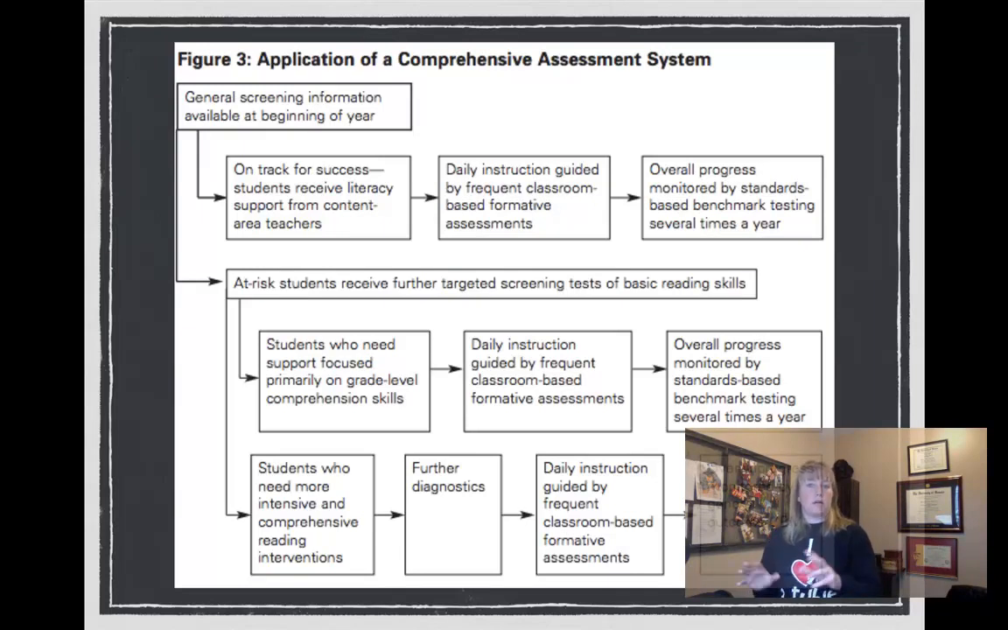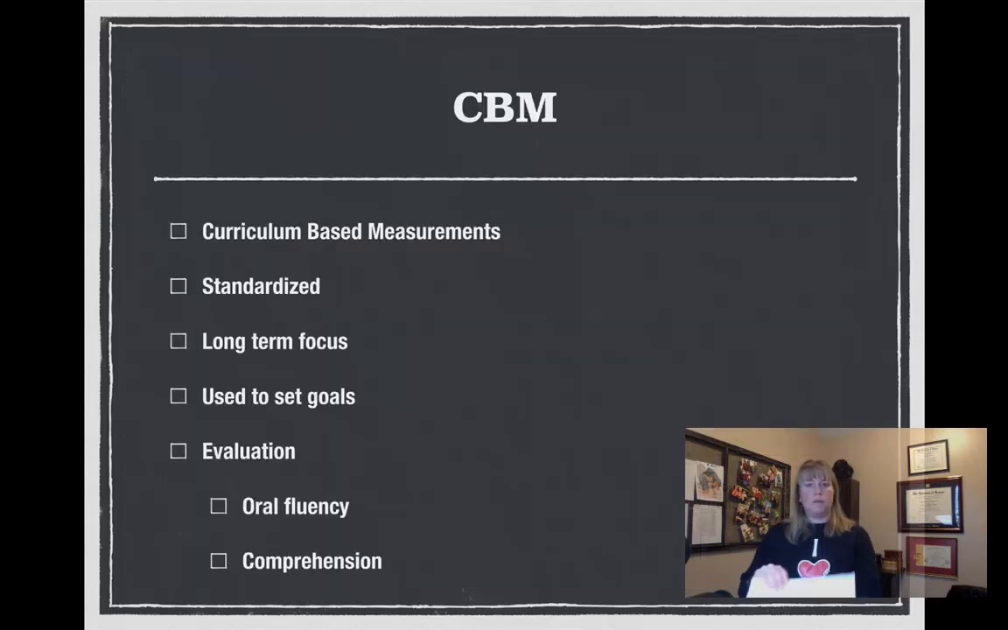But their overall progress is probably going to be monitored by CBMs, those curriculum-based measurements, to really help us pinpoint their progress and where they need additional supports. I want to look at CBMs because I think they play such a big role in how we determine where students are at and what kind of interventions we put in place. I think most of you are probably familiar with this concept. They are standardized, so a lot of times districts develop their own CBMs or they can purchase them, but they're standardized so you can determine where a student is at compared to their peers.